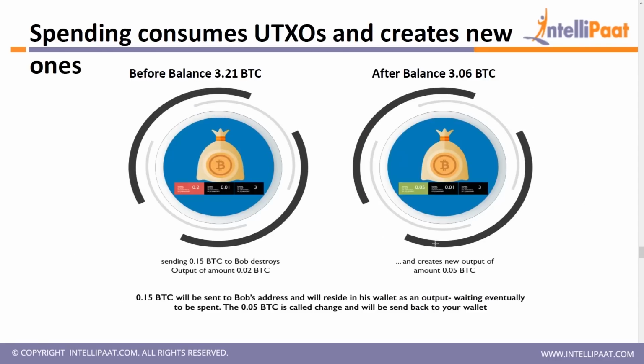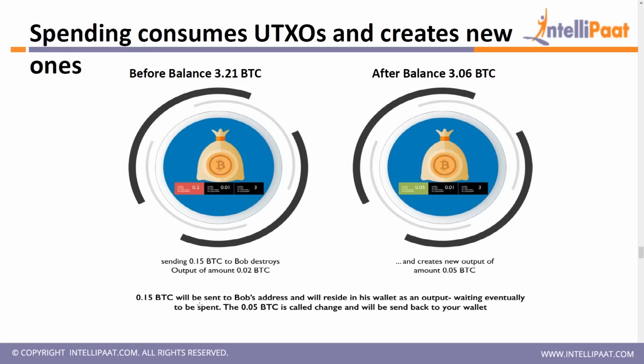Spending consumes UTXOs and creates new ones. You could see from the figure, the balance of node 1, or you can say the sender, was 3.21 Bitcoin. So when he tried sending 0.15 Bitcoin to Bob, it destroys an output of amount 0.2 Bitcoin from the transaction, or you can say the UTXO available in his wallet, and creates a new output of amount 0.05 Bitcoin inside the wallet of the sender node. So whenever a transaction is initiated, it looks for the nearest value available in the wallet and deducts the money from that portion only, from that address only, for spending. The above scenario explains the 0.2 value was nearer to the 0.15 Bitcoin required to send to Bob, and this amount was deducted from this particular address only and leaves 0.05 balance after the spend.